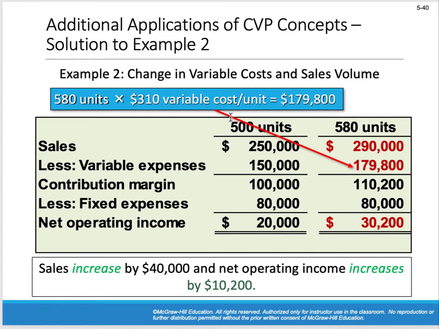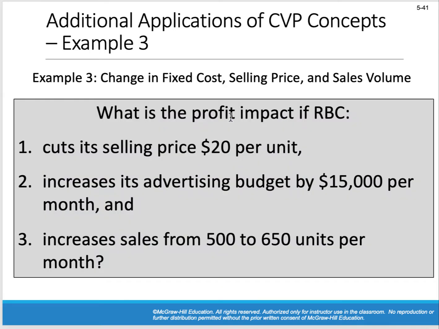We do a cost volume profit analysis using the contribution formatted income statement, and we see that by doing this, we're actually increasing sales by $40,000. That translates into a net operating income increase of $10,200. Do we do it? And I hope everybody said yes, we should do it. Okay.